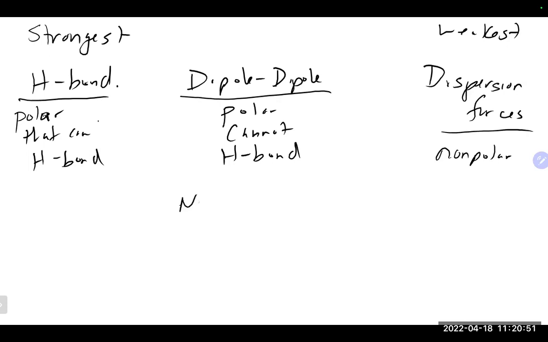So something like NH3, what would be the major intermolecular force that this guy would use? NH3 is polar, right? It's got dots and basically 3 bonds. So everybody's saying it's a polar molecule, but it also has a bond between nitrogen and hydrogen, which means it can hydrogen bond. That's basically what you need.